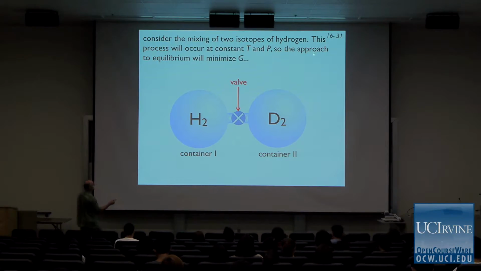This valve is now closed. The process that we're about to do is going to occur at conditions of constant temperature and pressure. For that to be true, the pressure of these two things in these two bulbs has to be identical.